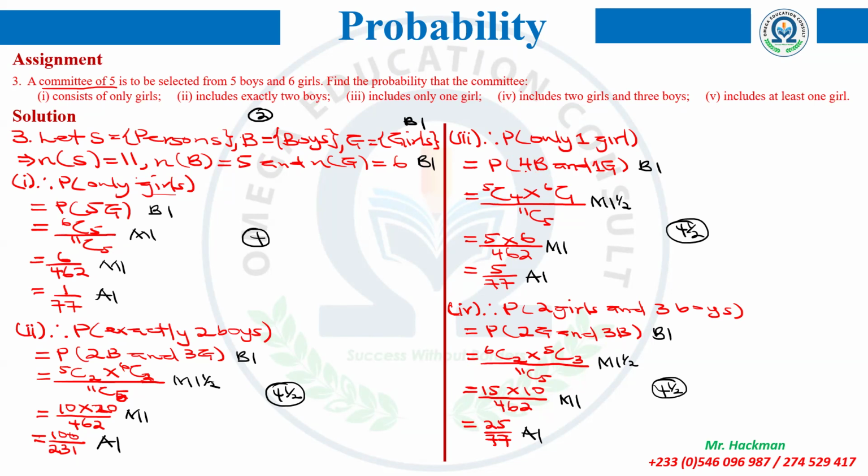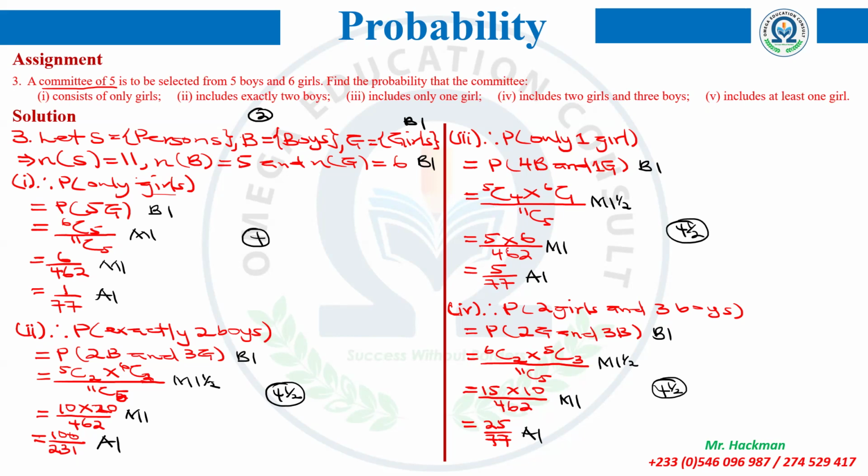So I'm selecting 4 from a total of what? 5 boys. So that will give us 5 combination 4, times 1 girl. I'm selecting 1 out of a total of 6 girls. So that will give you 6 combination 1, all over your total number of selection, which will give you 11 combination 5.